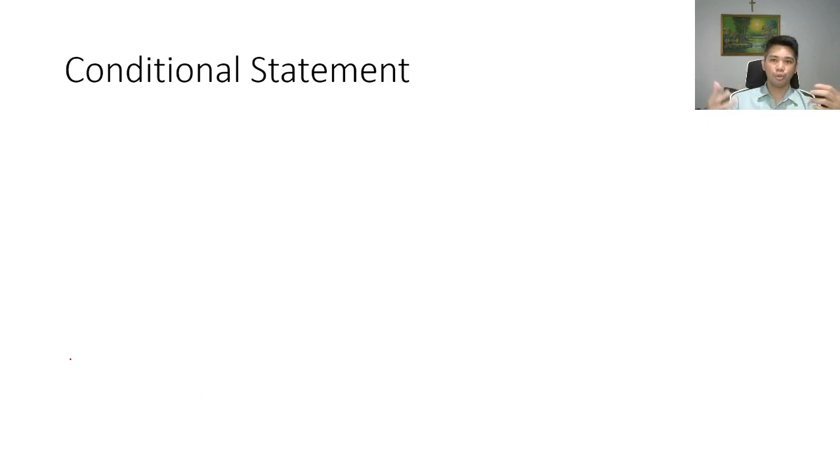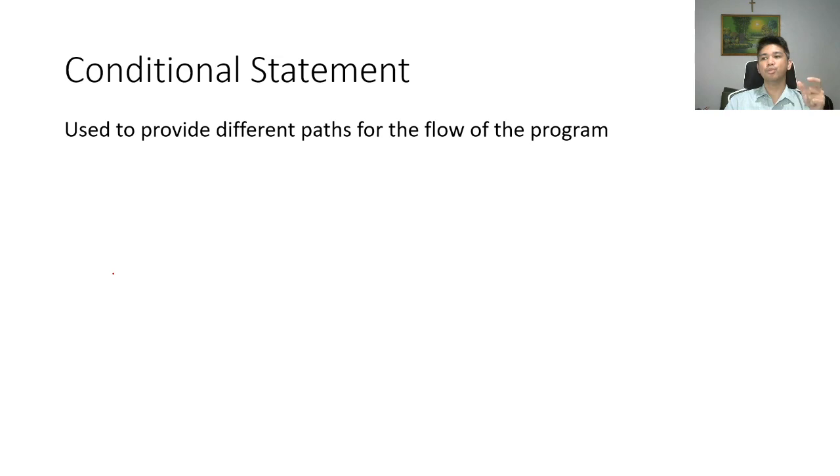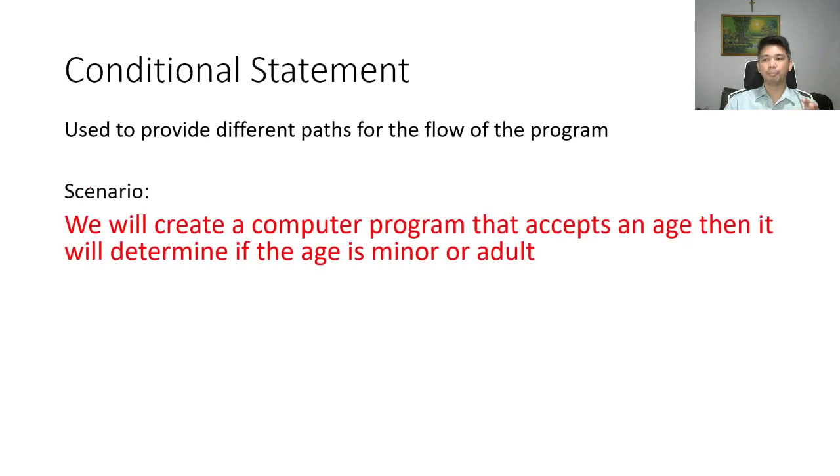So, let's try to talk about them more in the next few segments of our video. Those things that you saw are actually called conditions, and they are used in conditional statements. But what is a conditional statement? It is used to provide different paths for the flow of our computer program. Again, let's say we will create a computer program that accepts an age, then it will determine if the age is a minor or an adult.